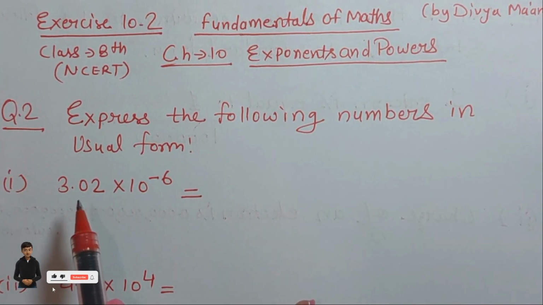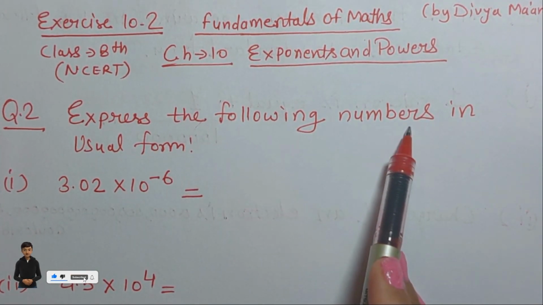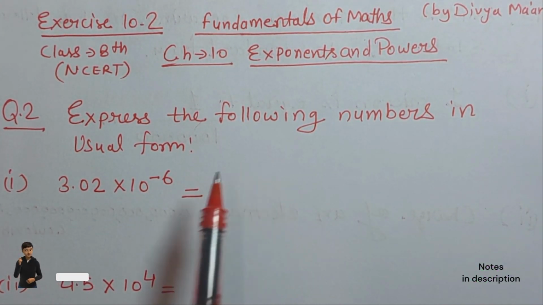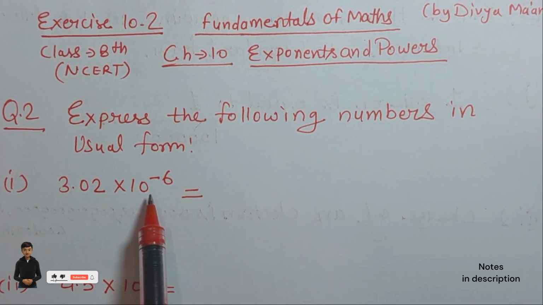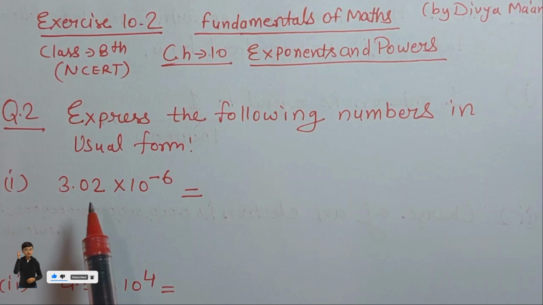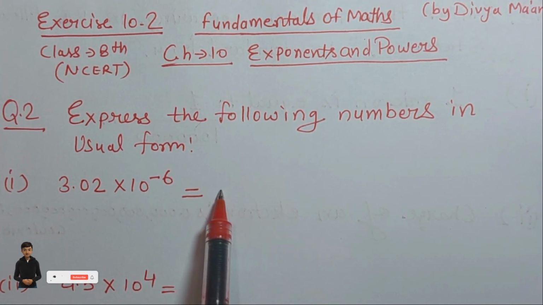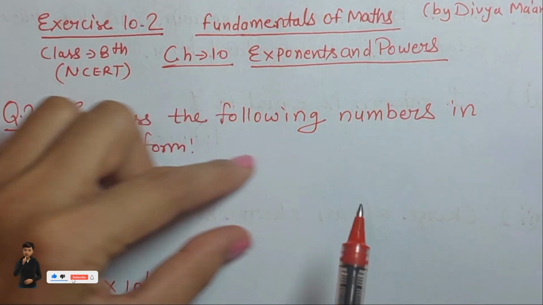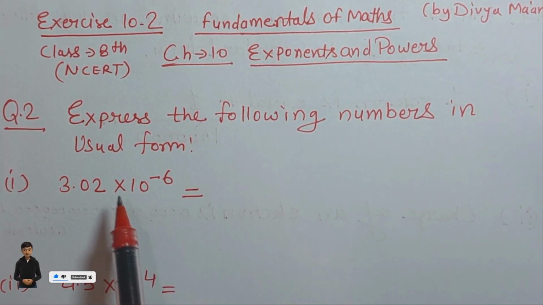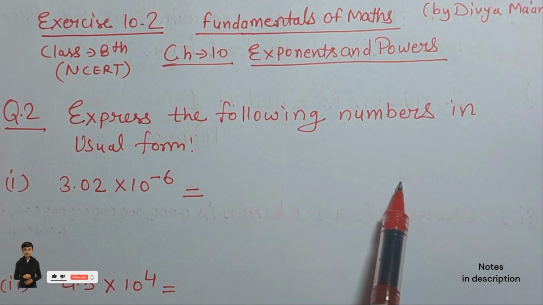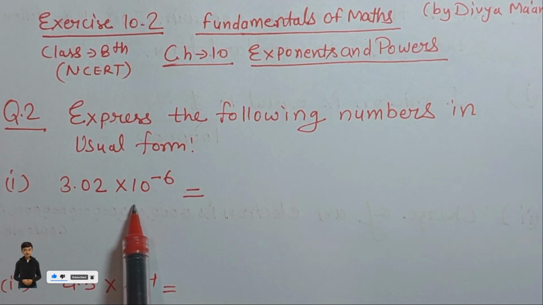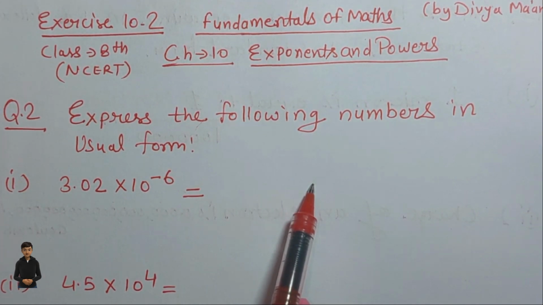Question number 2. Express the following numbers in usual form. We have to express these numbers in usual form. As we already discussed in the previous video, usual form means big form. If a number is written in standard form, we now have to write this number in a big form.